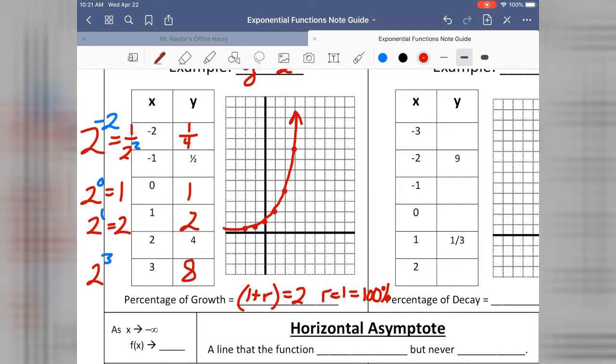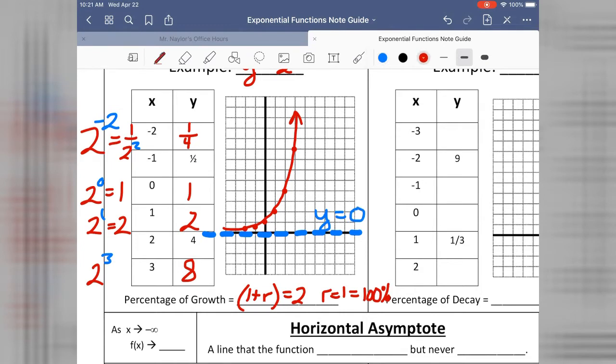Now, there's also a phenomenon that's occurring on this graph that would represent a value that we're never going to reach. And that value that we're never going to reach is an asymptote. Now, they are usually denoted by a horizontal dashed line. And we also label the value of that line as y equals 0.